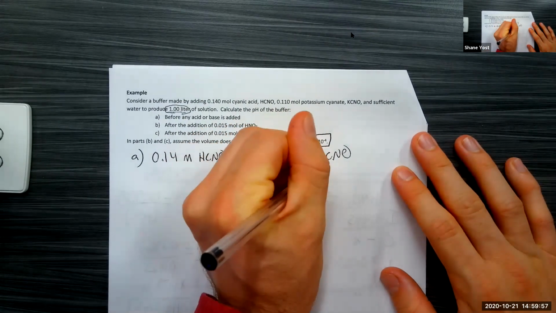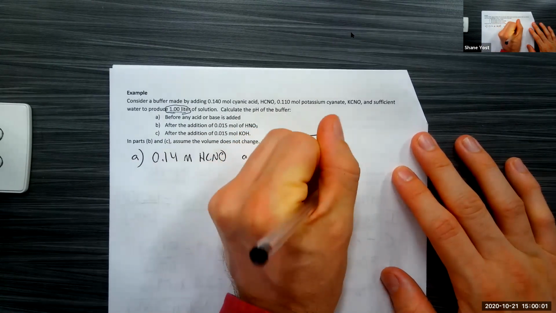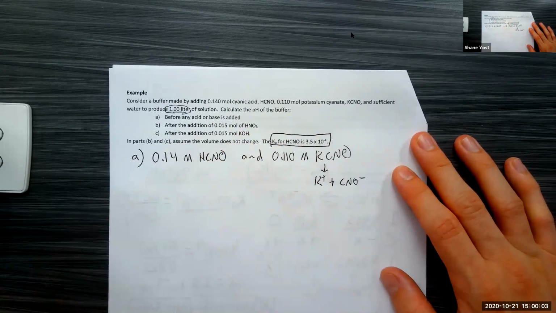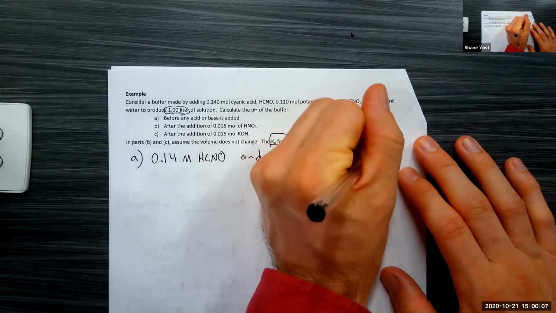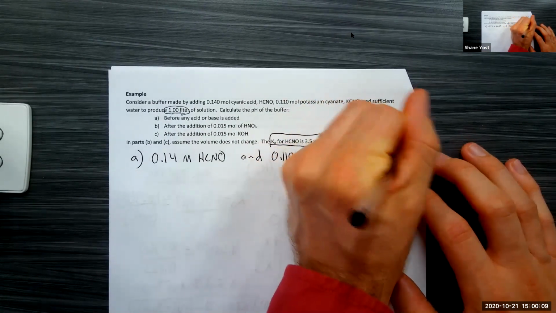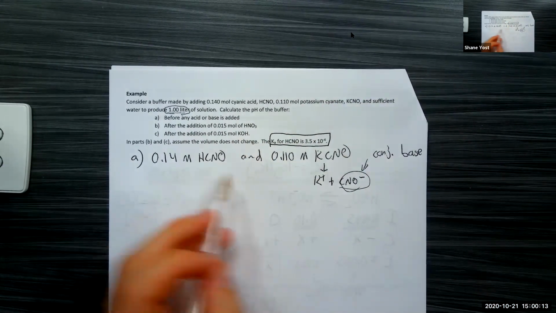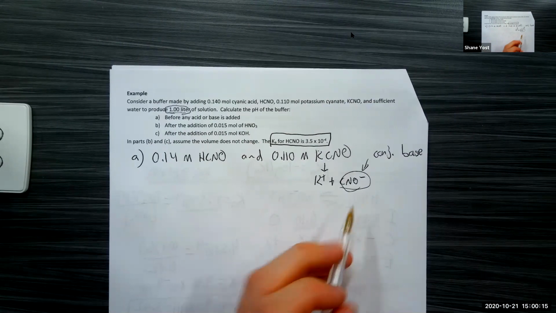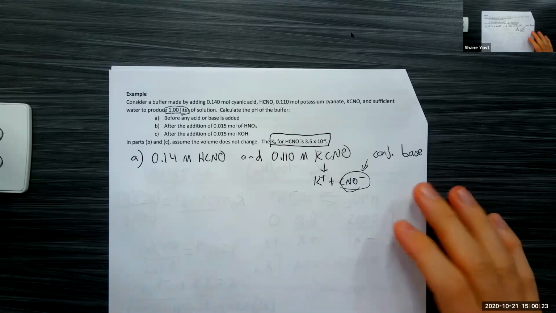This salt KCNO will form K+ in solution plus CNO− in solution, where CNO− is our conjugate base. So I have a solution that contains a weak acid and its conjugate base. That tells me I can use the Henderson-Hasselbalch equation in order to calculate the pH of the solution.